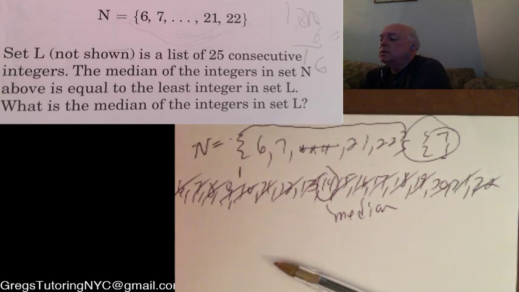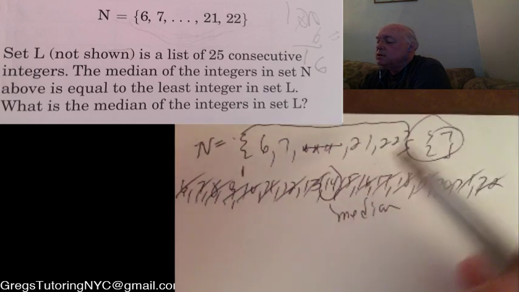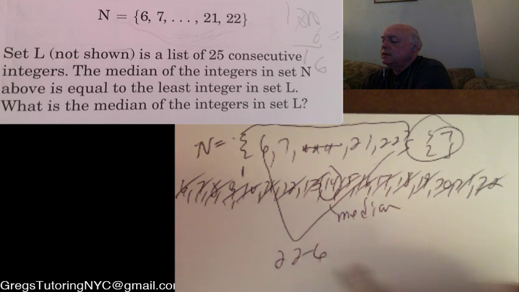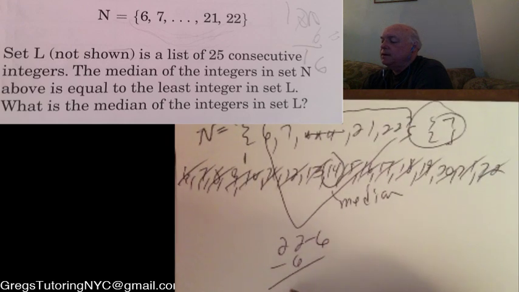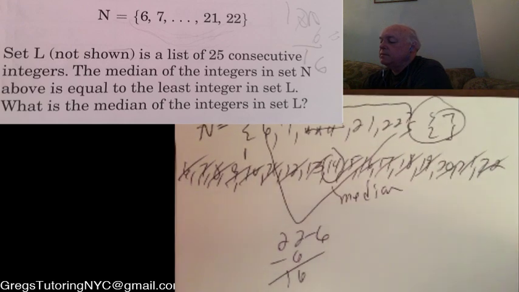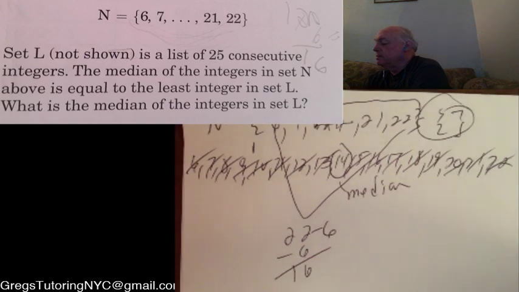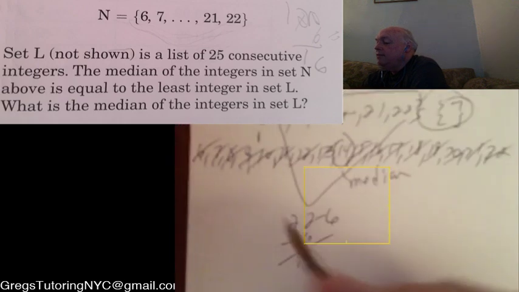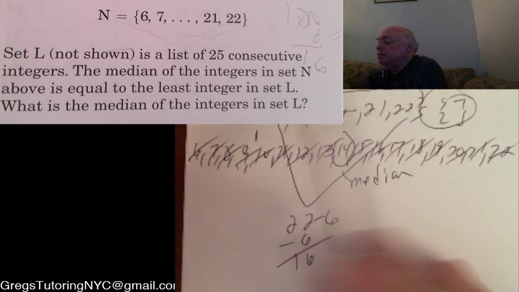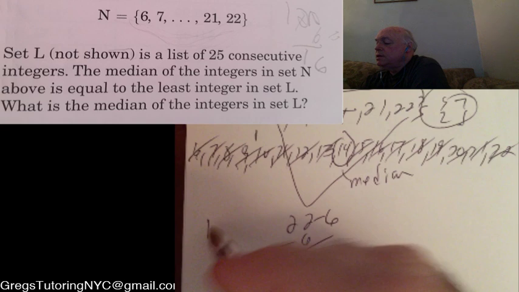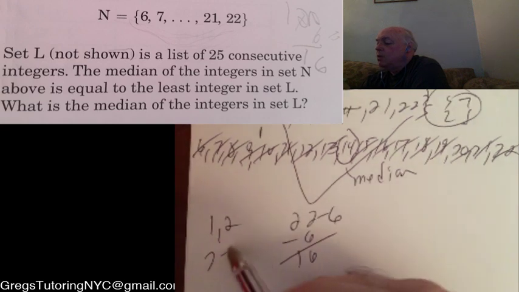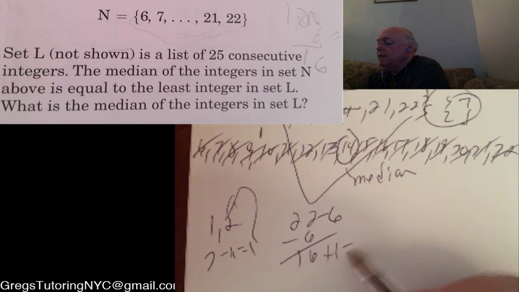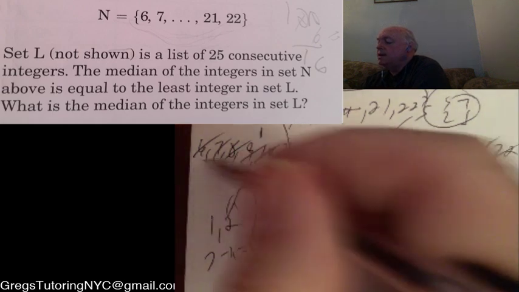All right. So the thing is, to do it mathematically, we have 22 minus 6, right? And what do we get there? 16, right? And we have to include the first number itself. Because if I have 1 and 2, if I do 2 minus 1, I get 1. But in the meantime, there's 2 numbers. So we have to add a number here. So we have 17 numbers in set N.